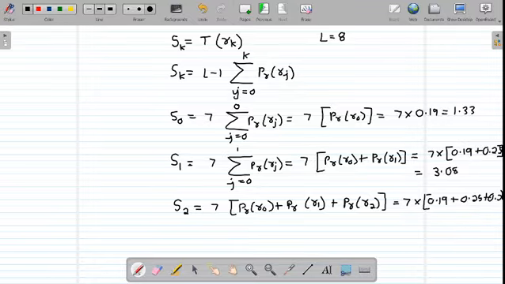0.21. So that would give you the value of 4.55. Similarly, if we go on calculating up to S7, the value of S3 would be 5.67 and the value of S4 would be 6.23.